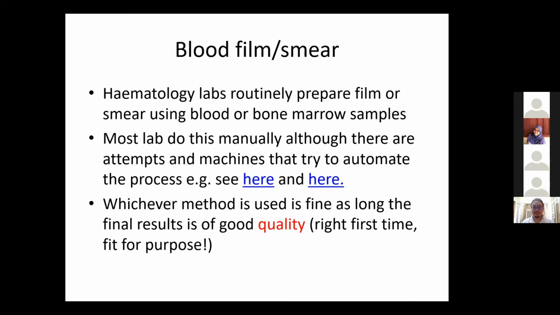The blood film or blood smear is prepared using either blood or bone marrow. But the focus of today's class is on the blood. We do not cover the bone marrow part. Most labs do this manually, although there are attempts and machines that are commercially available that try to automate the process.